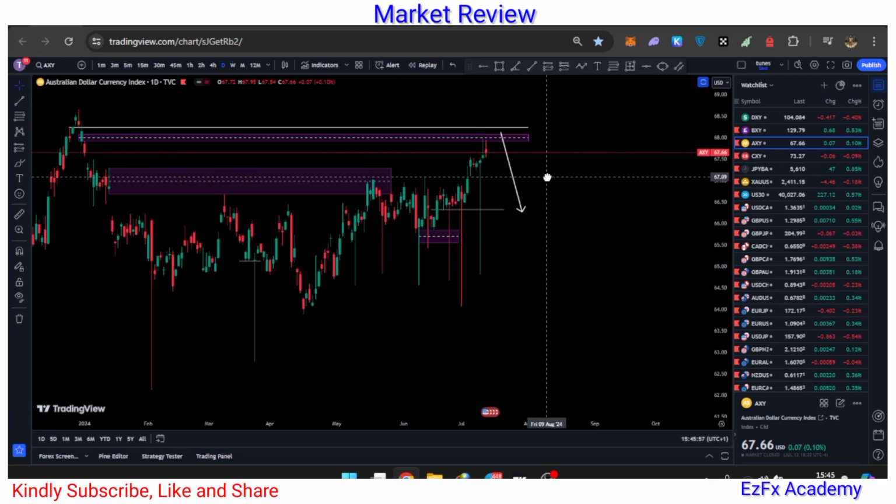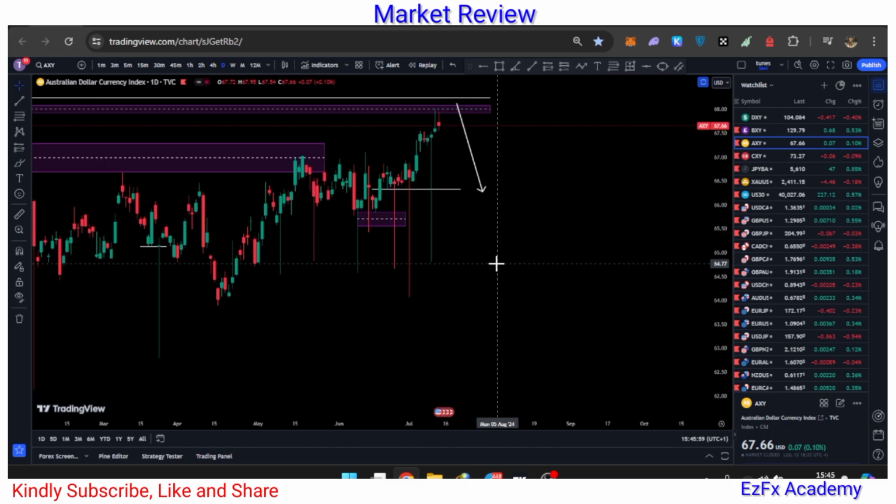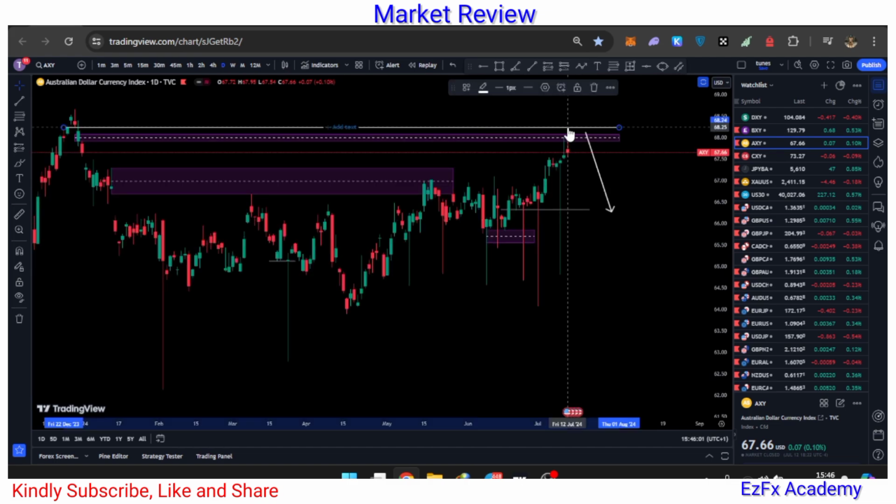So if I don't get to see that sell from around that area, then I'll be watching out for price to still drop, but somewhere before we get to 68.24. I hope that is clear.